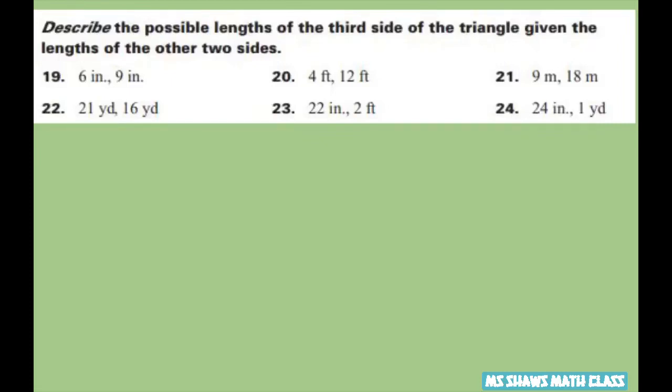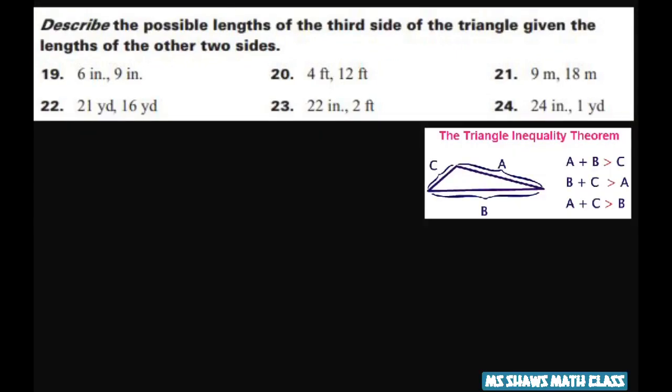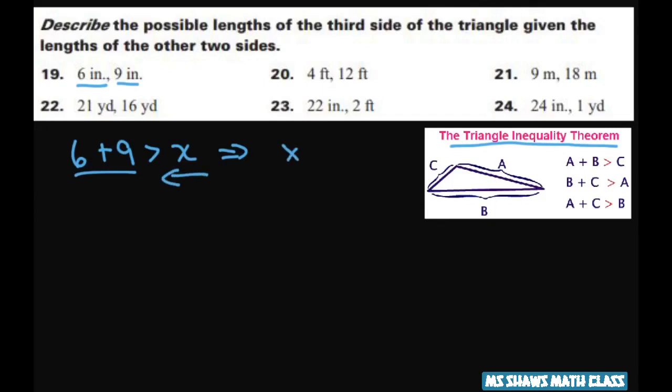Okay, we're going to describe the possible lengths of the third side of the triangle given the lengths of the other two sides. So basically, if we start with this first one, we have 6 inches and 9 inches. So let's add these two sides. According to our triangle inequality theorem, 6 plus 9 must be greater than x. Or you can write, this is 15, x is less than 15.